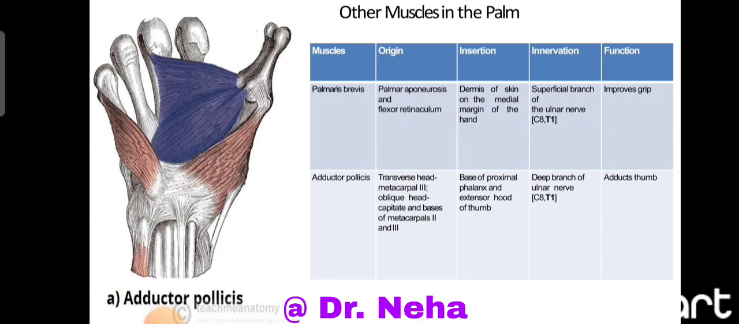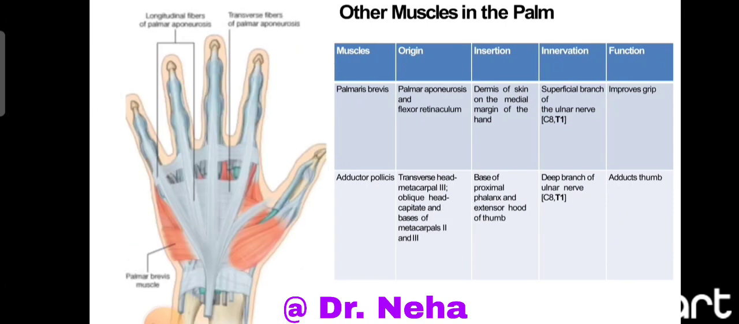Then we have palmaris brevis, which arises from the palmar aponeurosis and the flexor retinaculum. This is a subcutaneous muscle, so it is inserting in the dermis of the skin on the medial margin of the hand. It is innervated by the superficial branch of the ulnar nerve, and this is meant for improvement of the hand grip.